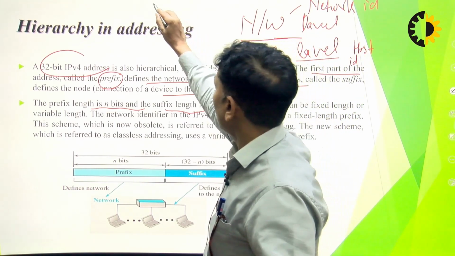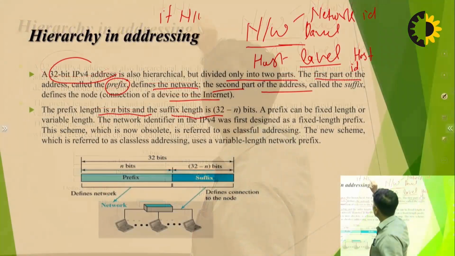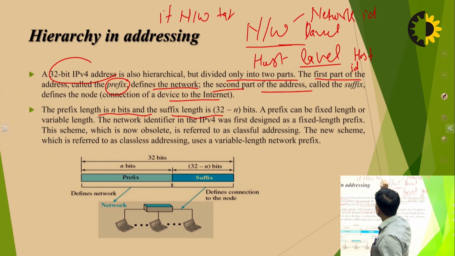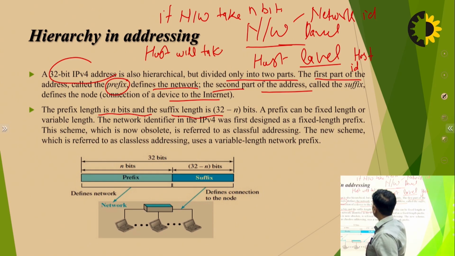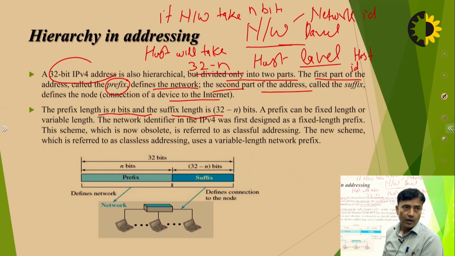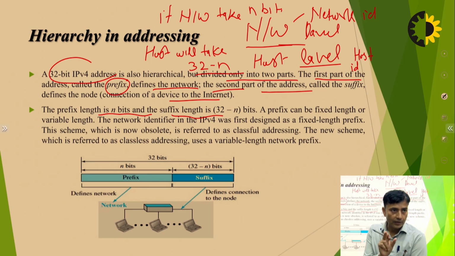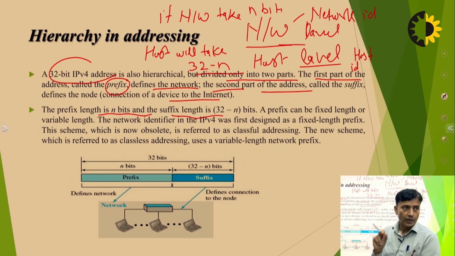If the network takes n bits, then it is very clear how many bits the host will take: 32 minus n, because the overall length of that address is 32 bits. If the first n bits are the network ID, then the next 32 minus n bits are the host ID. So first network ID and next host ID.